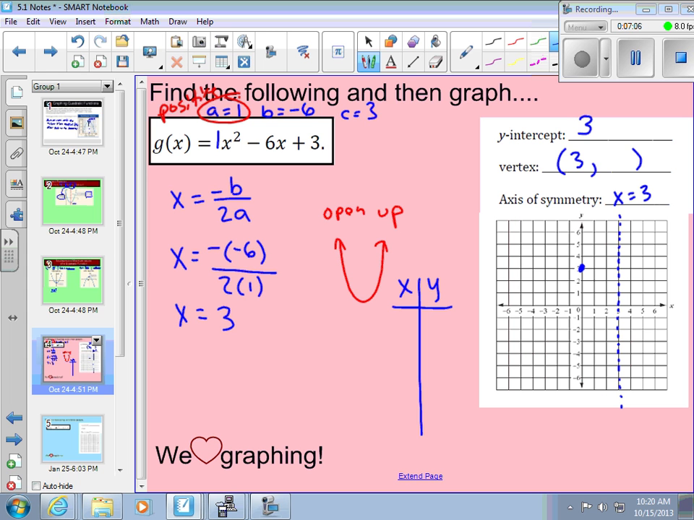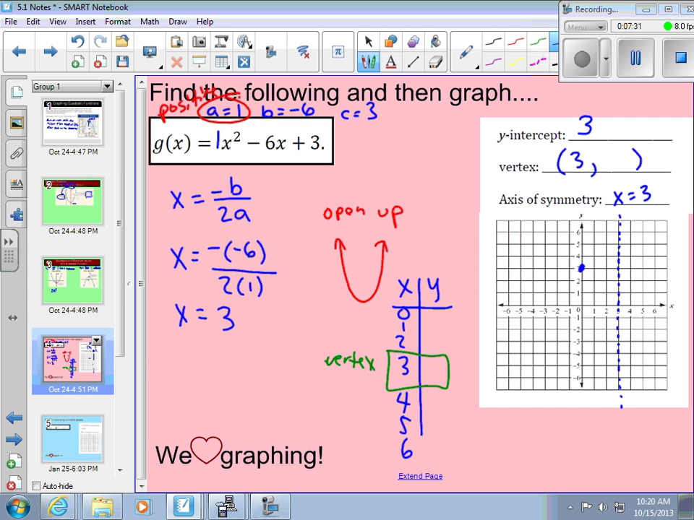So we can make a table. We know that the parabola is going to have its minimum value at 3. So 3 might be a good one to have in the middle of our table because we know that's where the vertex is. And then maybe pick some numbers bigger than that, and maybe some numbers smaller than that, and find out what those are.